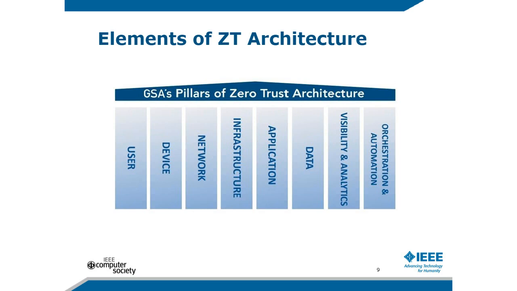My observation is that from an architecture perspective, the network piece is typically one of the early elements that get attention. How do you set this up? How do you structure this? And then sort of moving out from there. But again, this is intended to show you that from a Zero Trust architecture perspective, you need to understand all of these elements to some degree, and then decide which of these you're going to take on and to what degree.